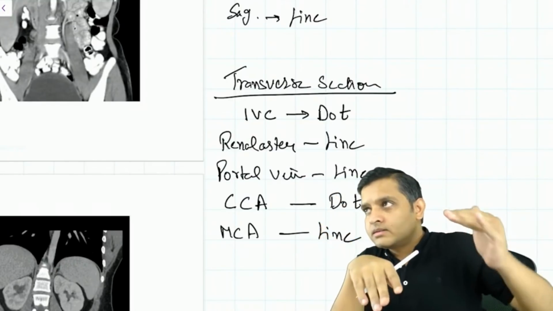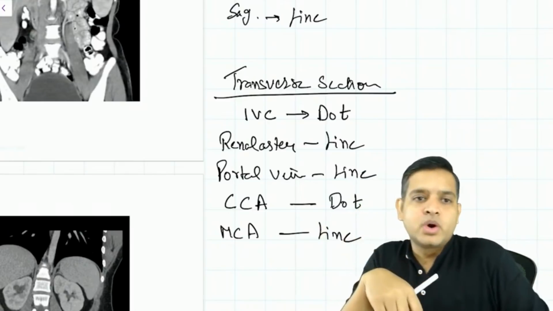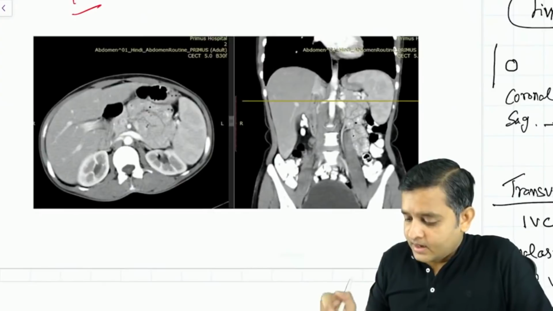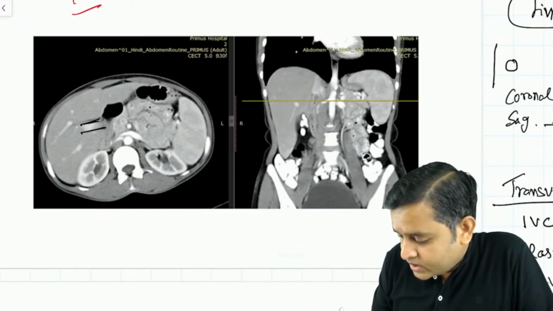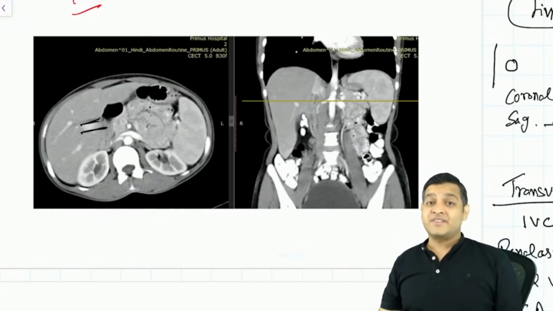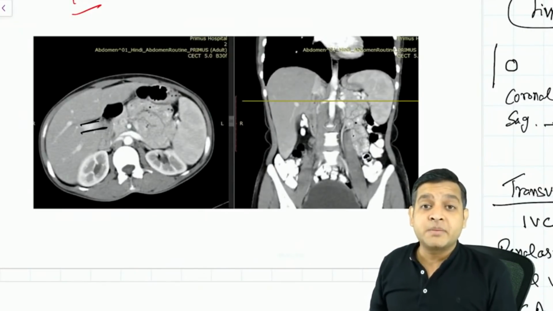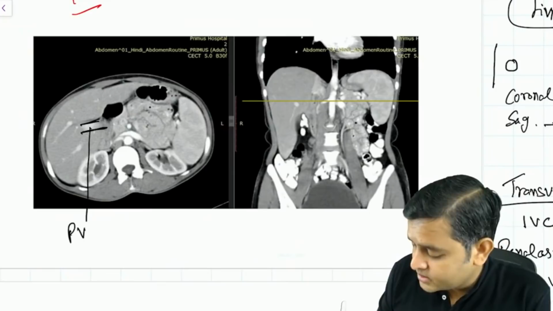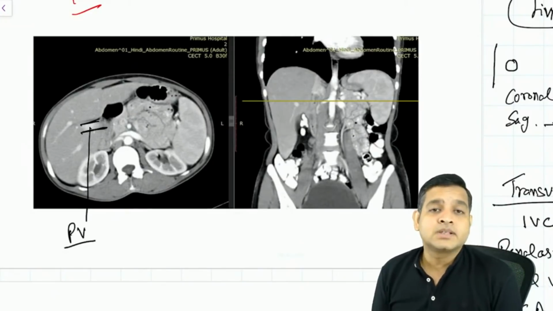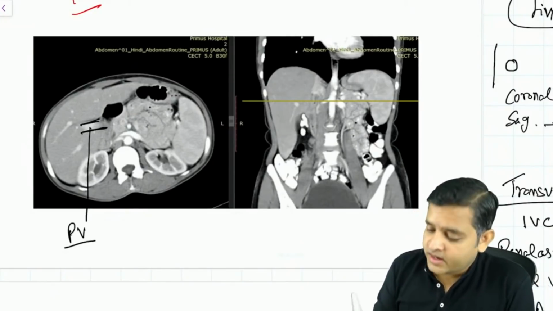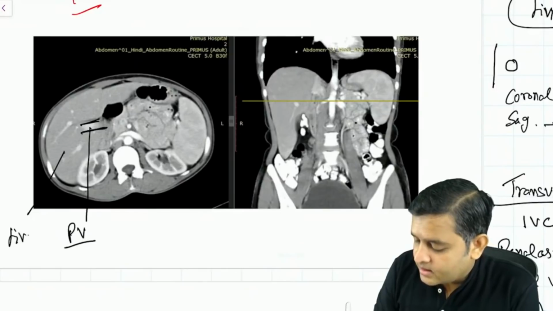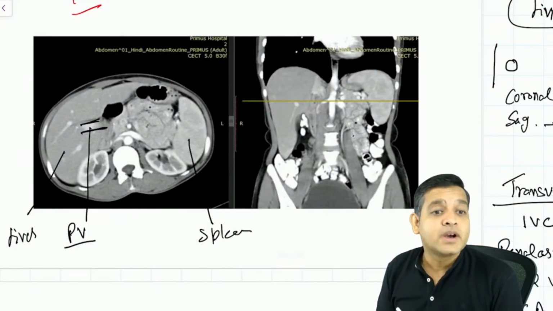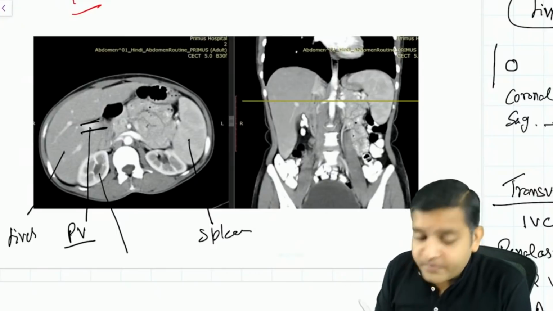Anatomical direction will help you in locating the anatomy in a pretty simple way. For example, what do you think, is this a line or a dot? It's definitely a line. If it's a line, can it be IVC? It cannot be an IVC. And this vessel that you could see is the portal vein. This remains liver. This remains spleen.